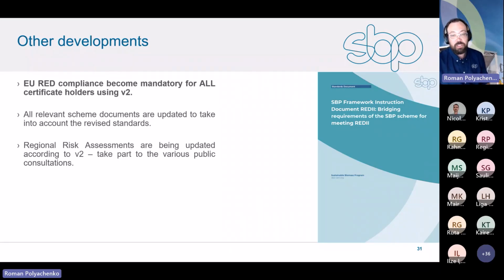The revised regional risk assessment will incorporate the EU RED 2 requirements related to Article 29. So when we are updating our existing risk assessments, we will also cover RED 2 requirements, so the biomass producer doesn't need to cover them separately.